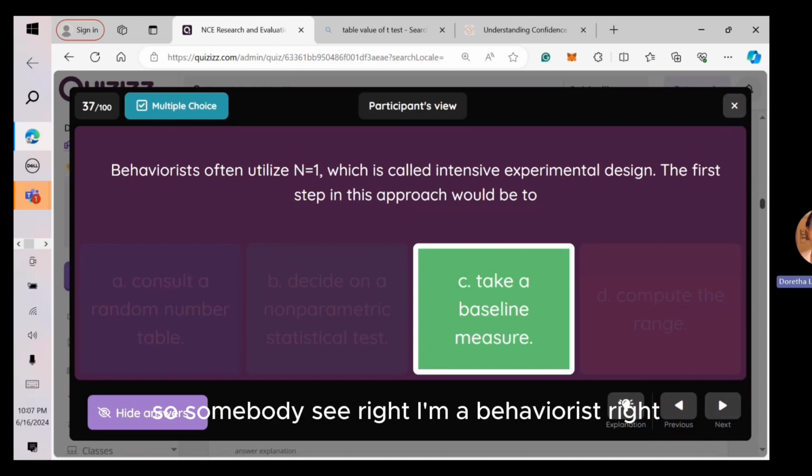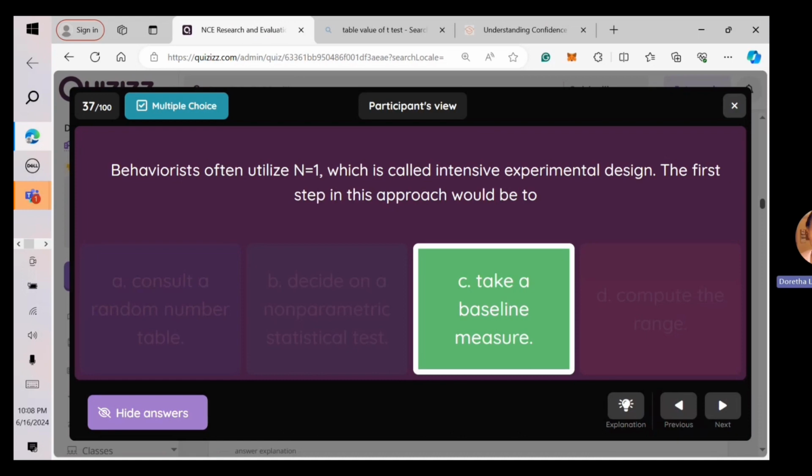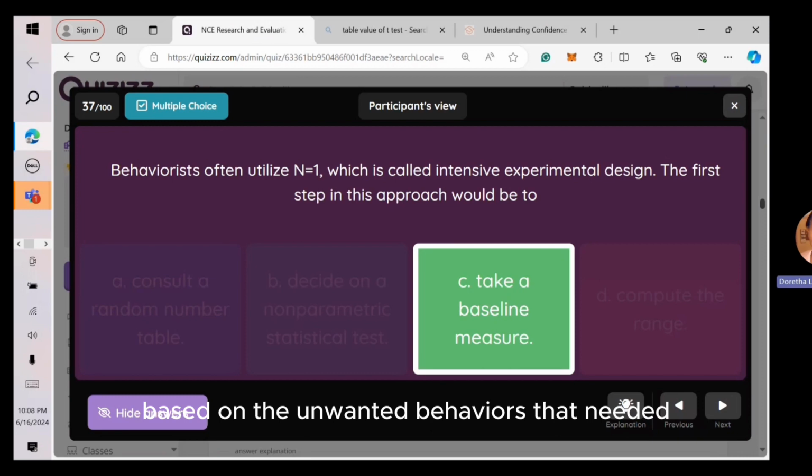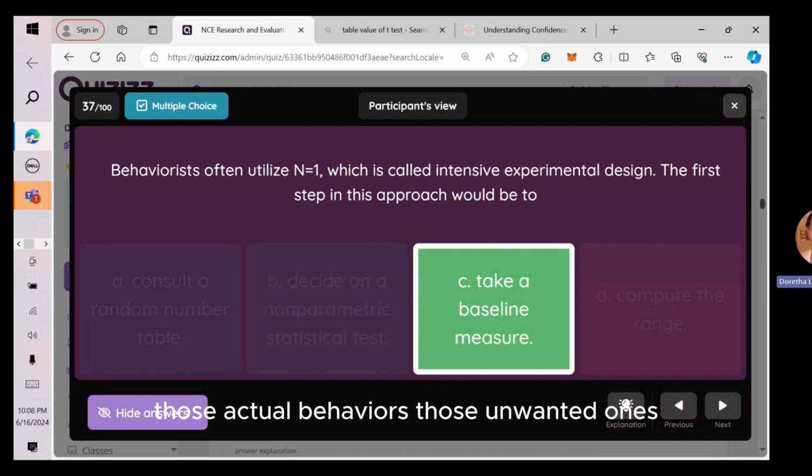I'm a behaviorist, right? So my goal is to modify behavior. So typically, I will have to get a baseline of what the client is currently presenting with. That way I have a baseline of how this person typically acts, based on the unwanted behaviors that need to be or want to be changed. That way I can also measure if my interventions are working to decrease those unwanted behaviors.